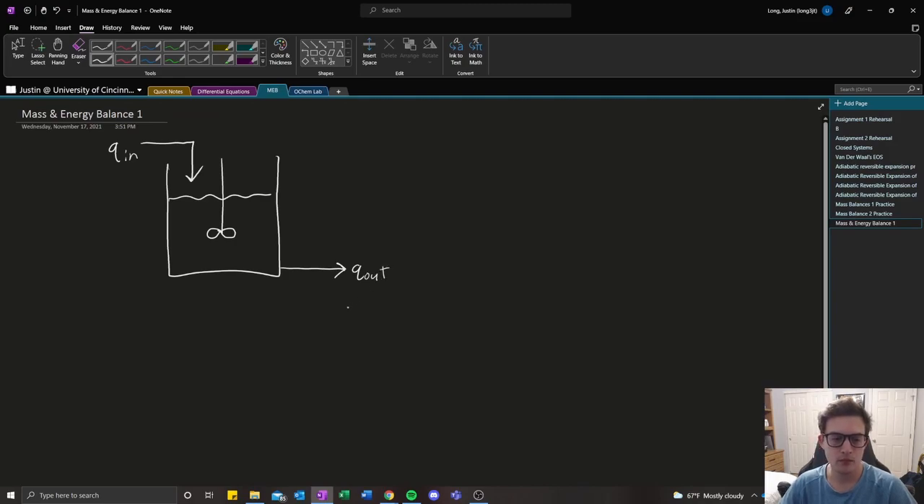So, for this situation, we have a temperature of this water. Let's call this the temperature of the water in the tank, and that is equal to 300 kelvins. So we've got that temperature, but then in this flow in, the temperature of the water is equal to 320 kelvins.